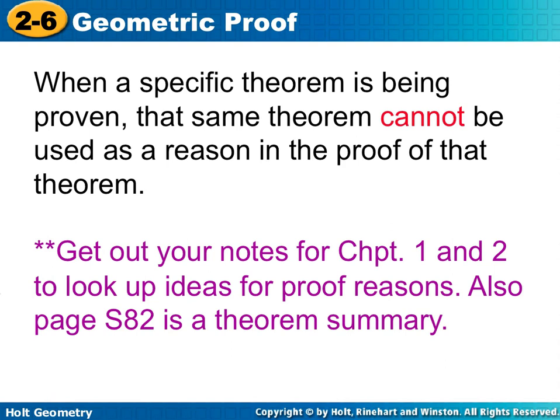Be sure you read directions, because it might say prove part of the vertical angle theorem. Well, then that should tell you you cannot use the vertical angle theorem in that proof. There are other ideas that would support it. So if you haven't done so yet, get out your notes from chapter 1 and 2 so that you can look some things up. Also, I mentioned page S82 at the back of your book is a summary of our theorems and postulates, I think.